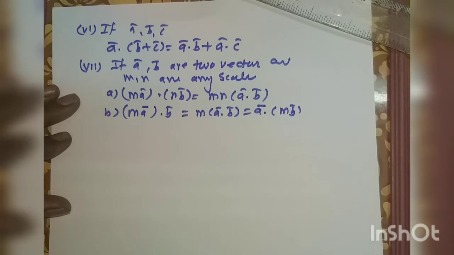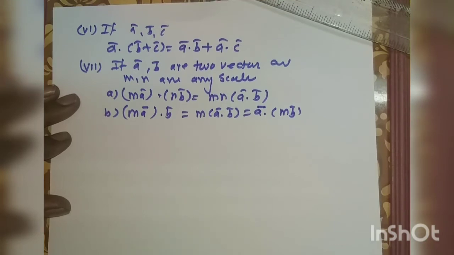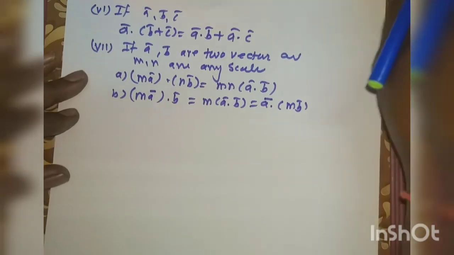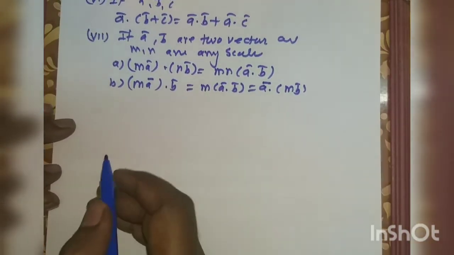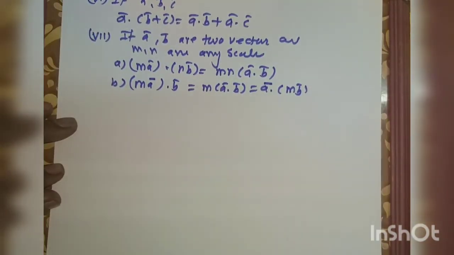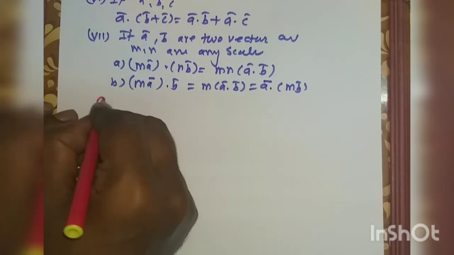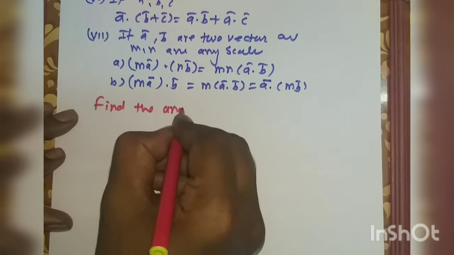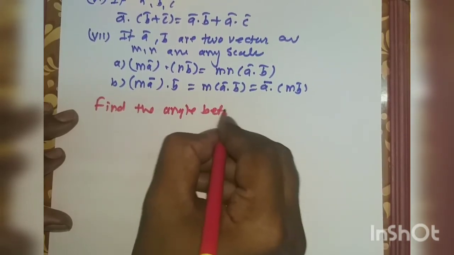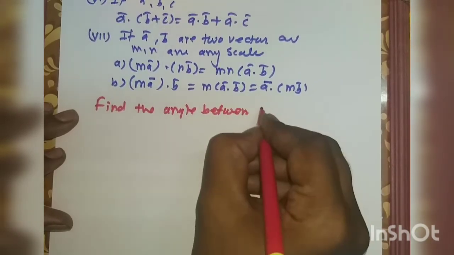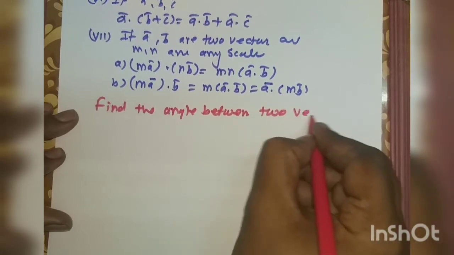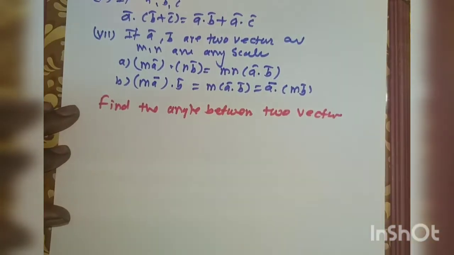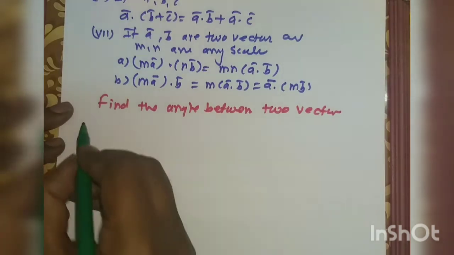Now these are some notes or some properties of the scalar or dot product. Now the next point is to find the angle between two vectors. How to find the angle between two vectors.